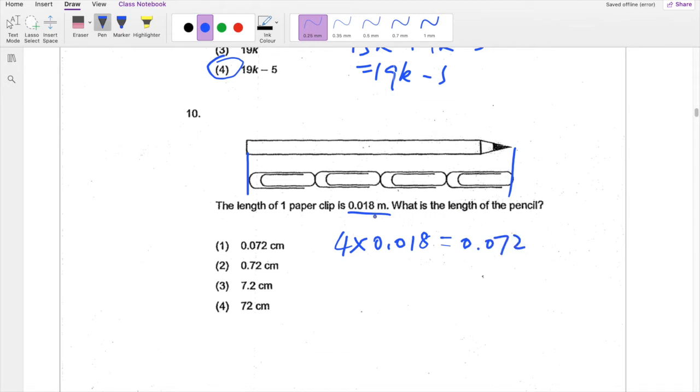Here we see that the unit is meter. But do we have this answer? If we choose this one directly, it will be wrong. Why? Because this unit is cm. So we need to be very careful. There's a trap here. 1 m equals 100 centimeters, so this is also 7.2 centimeters. So the answer is this one. When we calculate the answer, we cannot just select directly. We need to see the answers clearly.